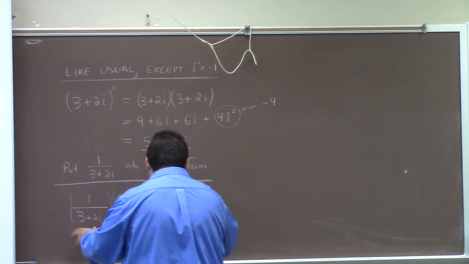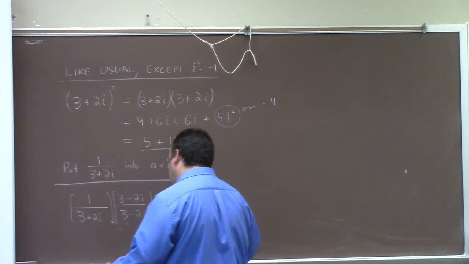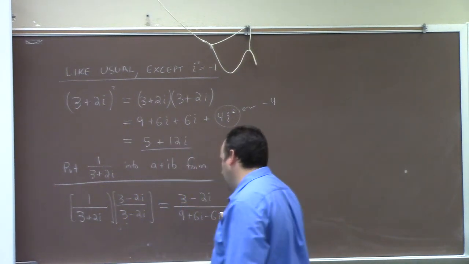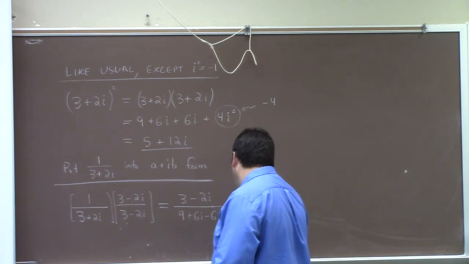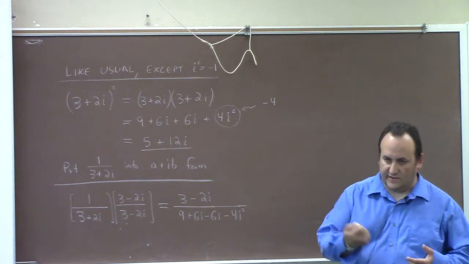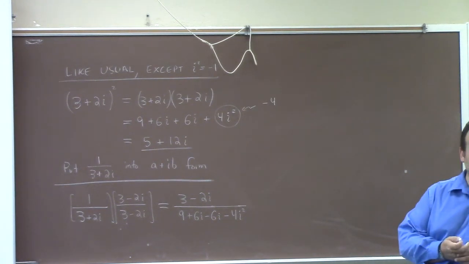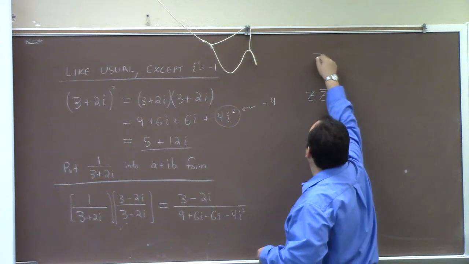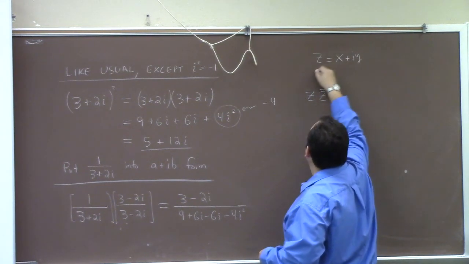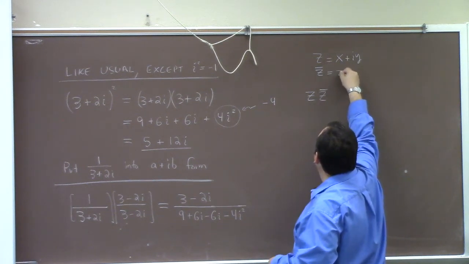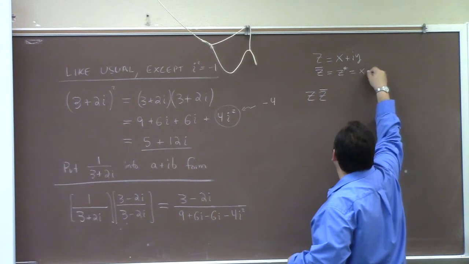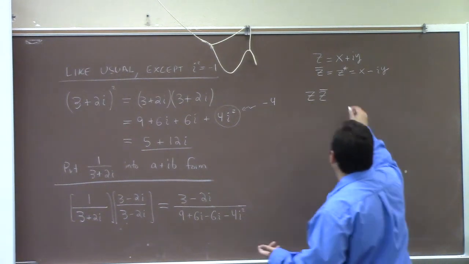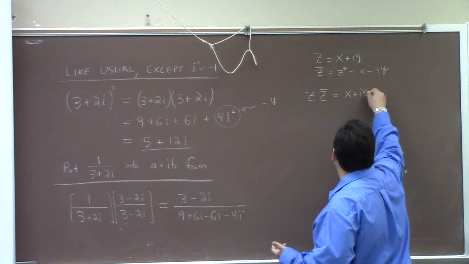Let's see here. So 9, and then we get plus 6i, minus 6i, and minus 4i squared, right? The magical thing about multiplying by the conjugate over the conjugate is it makes the denominator a real number. It's a generic truth: if you take z times z bar, where z is x plus iy, the complex conjugate of z is z bar, sometimes denoted z star. I think your book uses bar. So if you look at the product z times z bar, what happens?